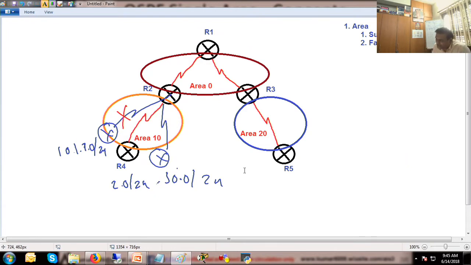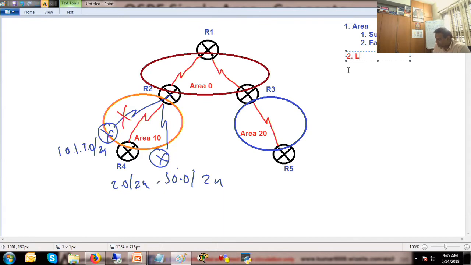What is the update called in OSPF terminology? LSA. What is LSA? Link state advertisements. Right?